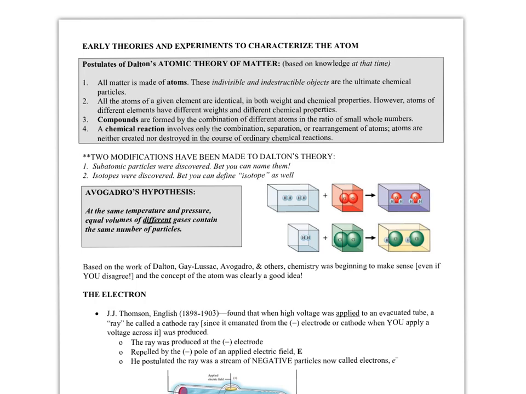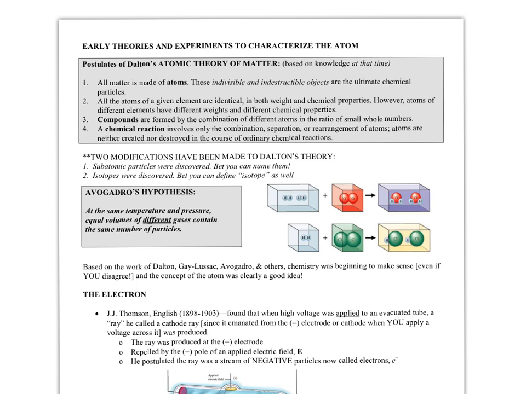And then all atoms of a given element are identical in both weight and chemical properties. What that means is if I have 5 atoms of carbon, they're all going to be exactly the same, as they thought at the time. And then compounds could be formed by combining atoms together.